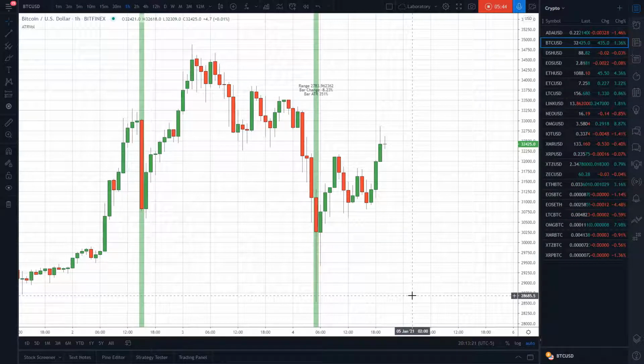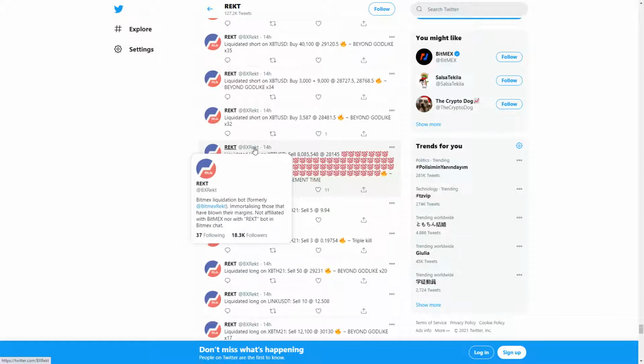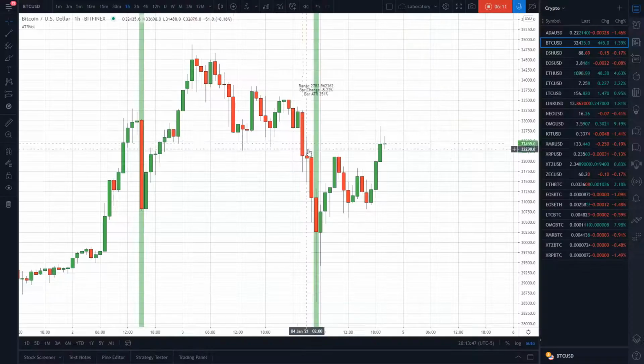And there's a lot of different ways you can look for this data to know when positions are being closed. But the easiest one, and I'll show you right now, is to use this Twitter account right here at bxrekt. This follows the BitMEX exchange and the data available for their liquidations. And what we can see here, we go back about 14 hours to the time when this bar was going on, this 5 a.m. January the 4th bar.